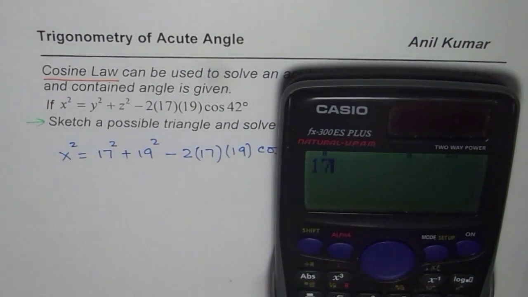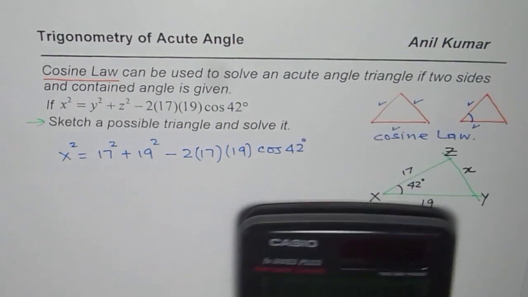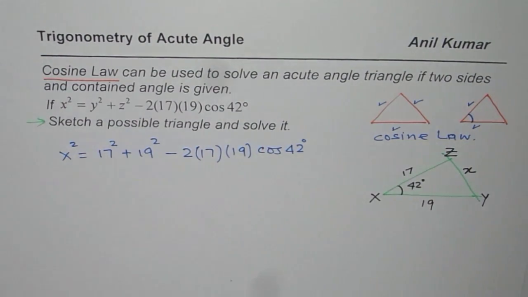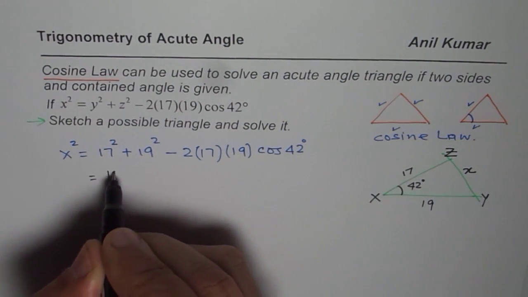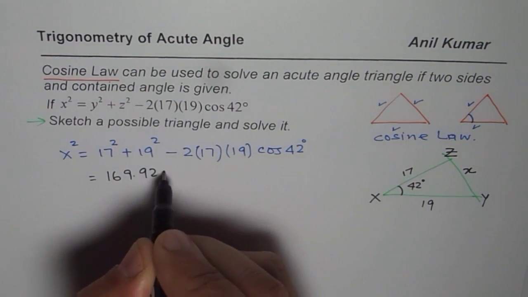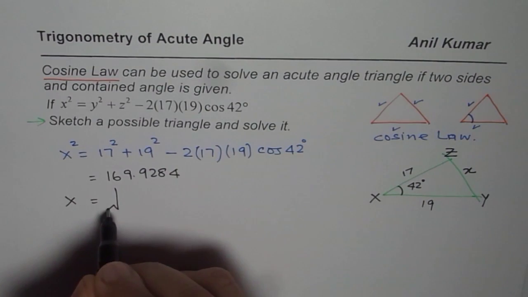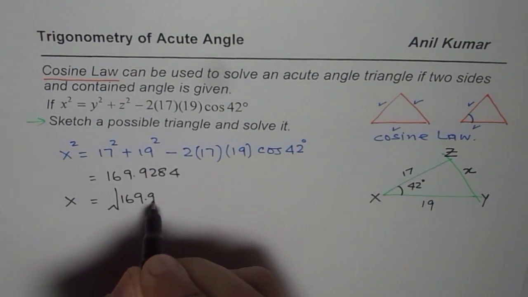So we have 17 square plus 19 square minus 2 times, put them in bracket, not really required in this particular case, right? But still, it's a good practice. Cos of 42 degrees, and say equal to. So whatever you get, don't erase it. You get here 169.9284. Take 4 decimal places. X will be square root of this, 169.9284.